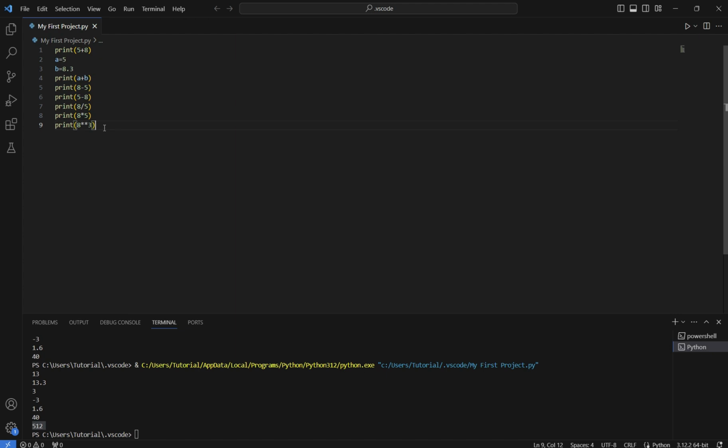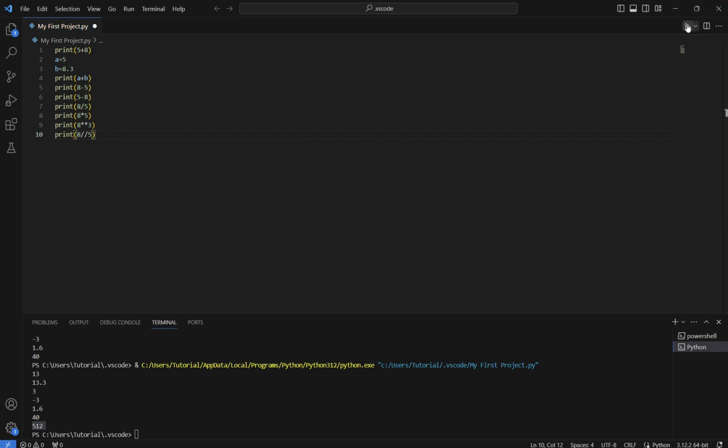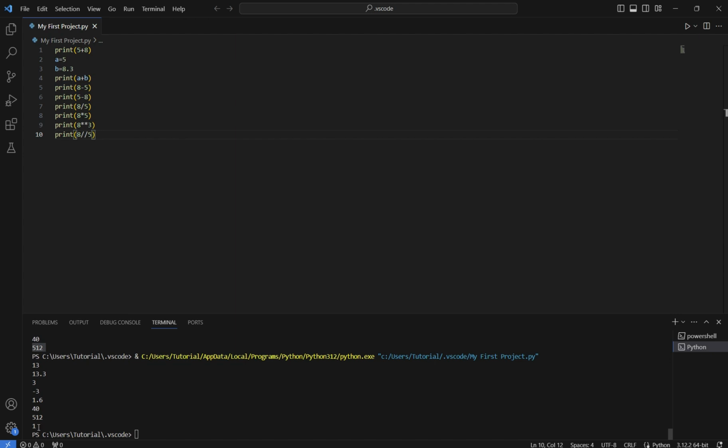The next operator is the double slash. The double slash means floor division. Floor division means that the answer will always round down to the closest integer that is smaller than the value. For example, if we write print in parentheses 8 slash slash 5 and run the code, it will output 1, which is 1.6, the answer if it was a regular division problem, rounded down to the closest smaller integer.